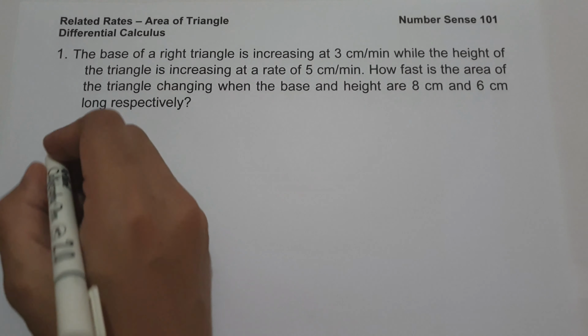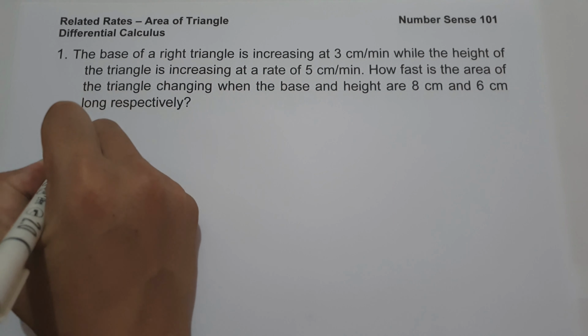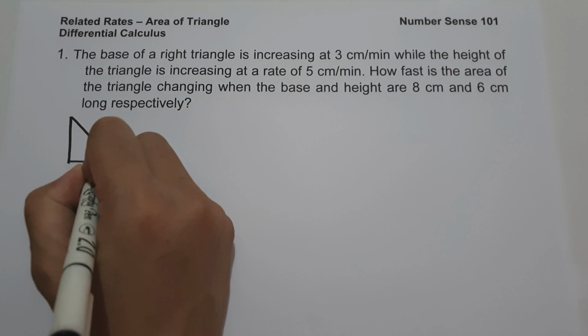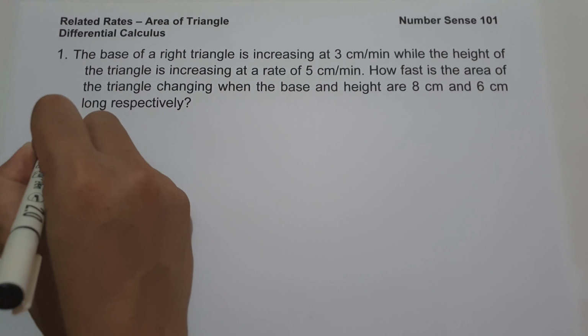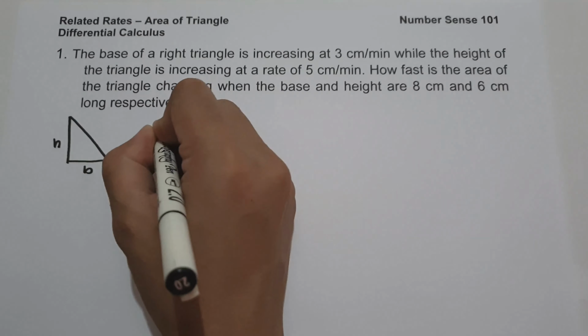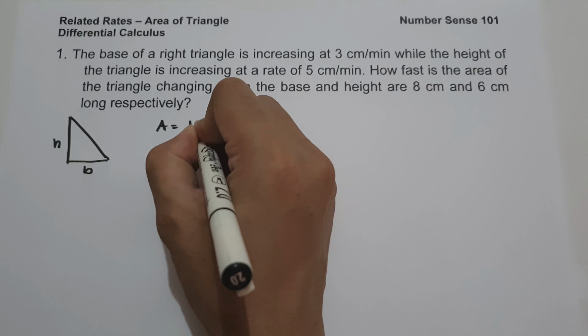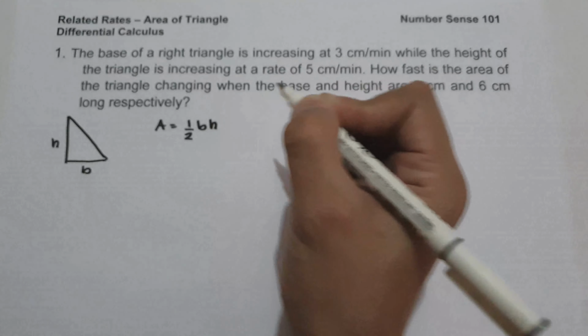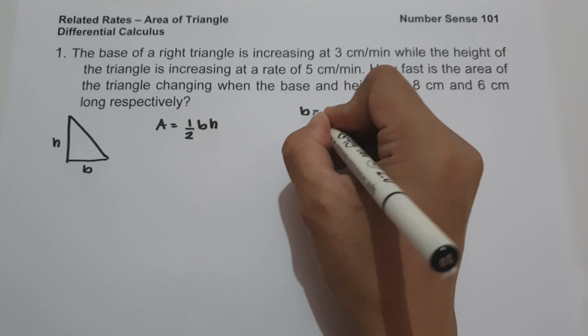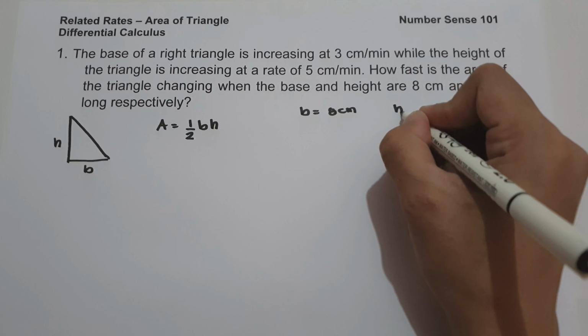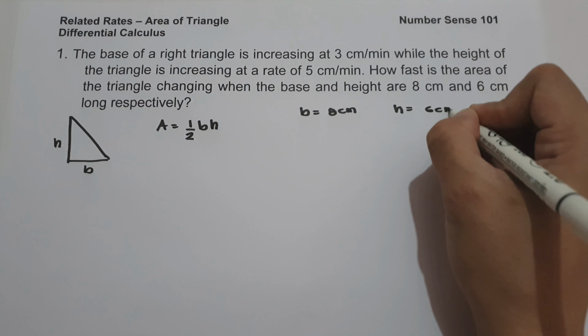problem. So let us have a right triangle. So this will be the base and this will be the height. And the area of a right triangle is 1/2 base times height. And we have a given base that is 8 centimeters and a height of 6 centimeters.